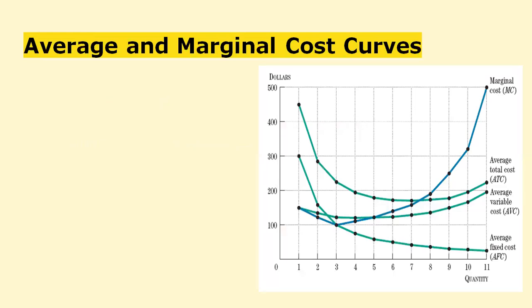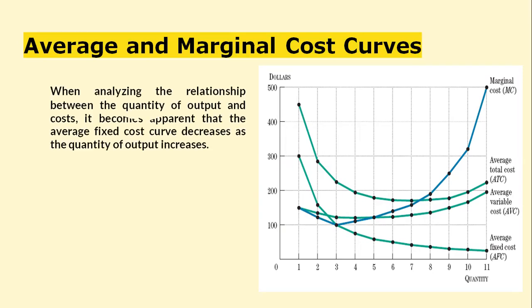Average and marginal cost curves. When analyzing the relationship between the quantity of output and cost, it becomes apparent that the average fixed cost curve decreases as the quantity of output increases.